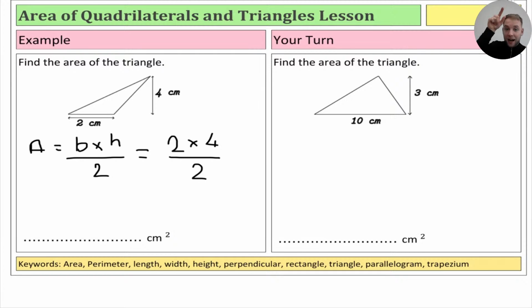So you've got base times by height divided by 2. In this case, it's going to be 2 times by 4, which is equal to 8, then divided by 2. 2 times 4 is 8, divided by 2 is equal to 4 centimetres squared again. Okay? Make sure you get that one on the left-hand side in your book. So have a go at that one on the right-hand side if you haven't started it already.